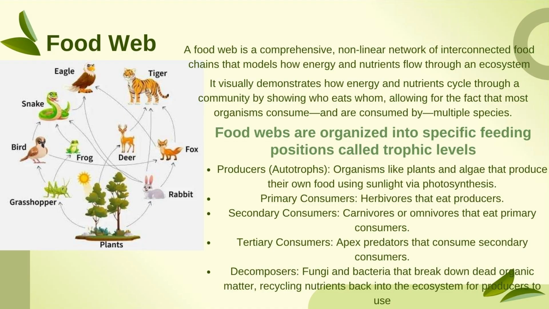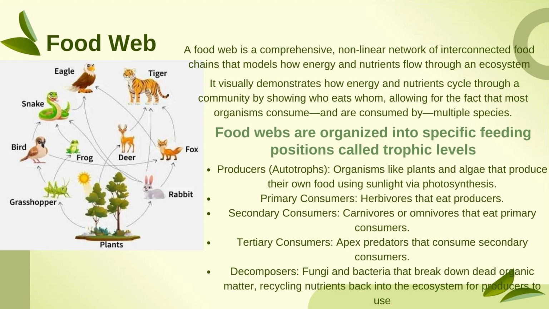So we all know the grass will not be eaten only by the deer or only by some bird or only by grasshopper, right? So all these are interconnected. It visually demonstrates how energy and nutrients cycle through a community by showing who eats whom, allowing for the fact that most organisms consume and are consumed by multiple species. Okay, why is it consumed, who consumes that, and what all things happen.